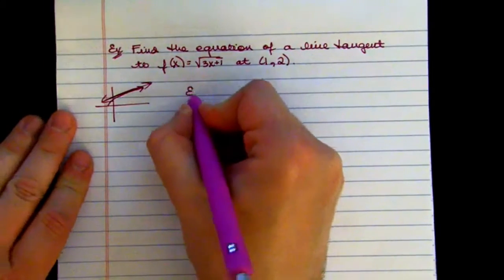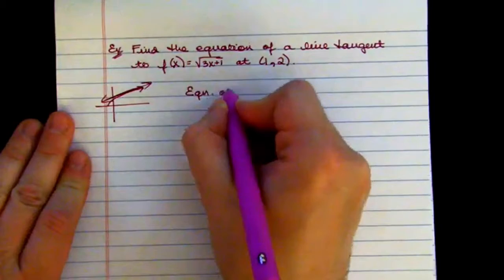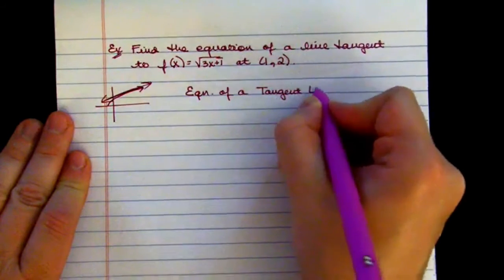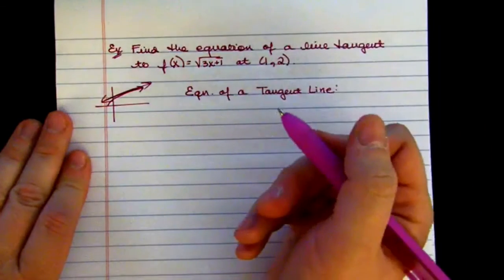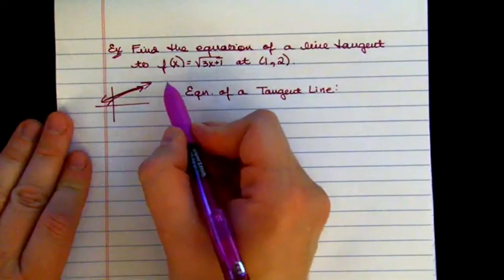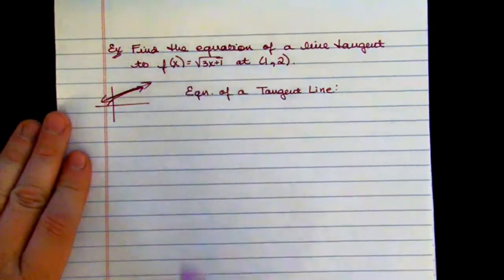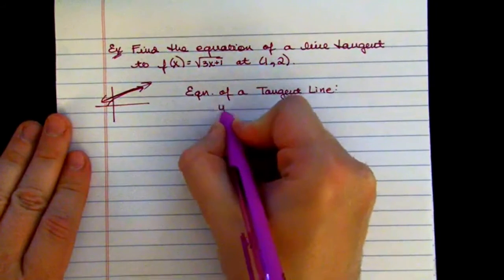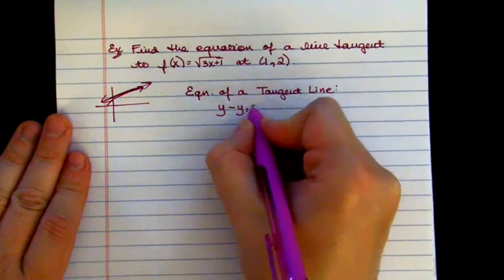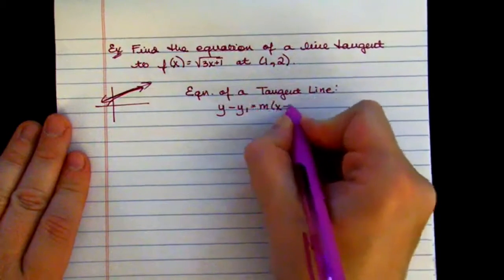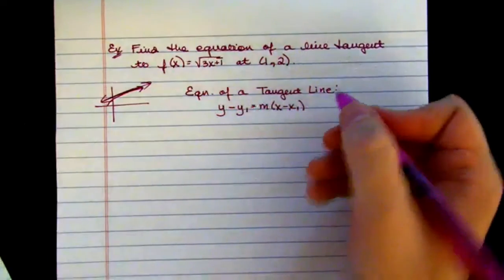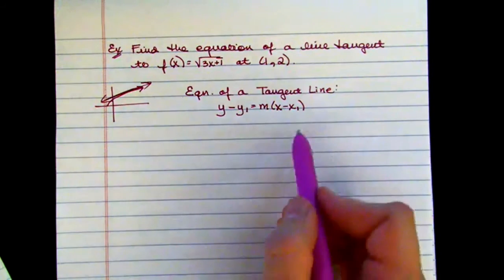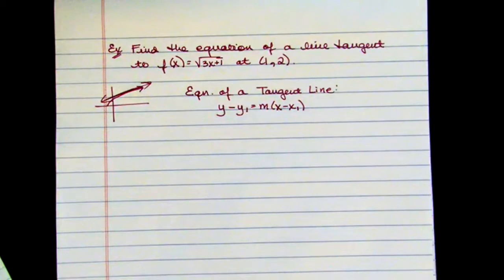Well, to find the equation of a tangent line, here's what we're going to do. A tangent line is really just any sort of line. I could use y equals mx plus b, but there's an easier way to get the equation of a line. Why don't we go from point slope form? Why don't we do y minus y1 equals m times x minus x1? Then I need to just find my x1, my y1, my m, and I'm good.